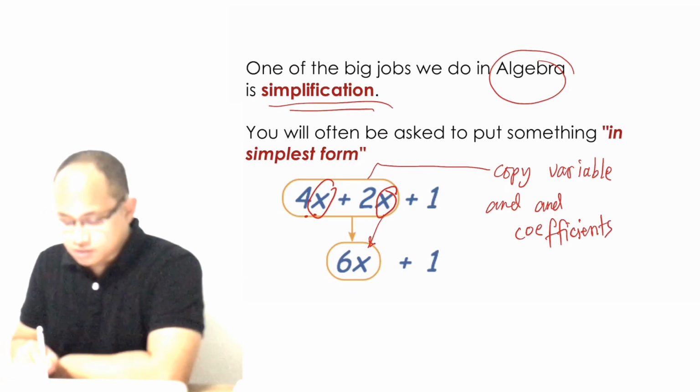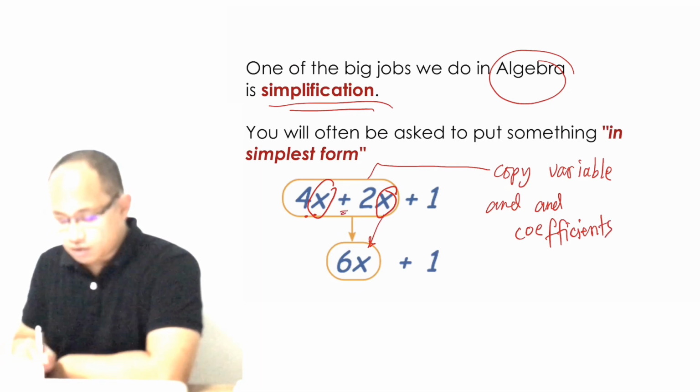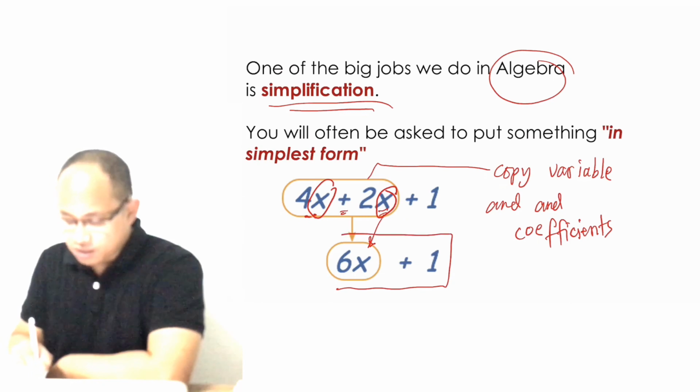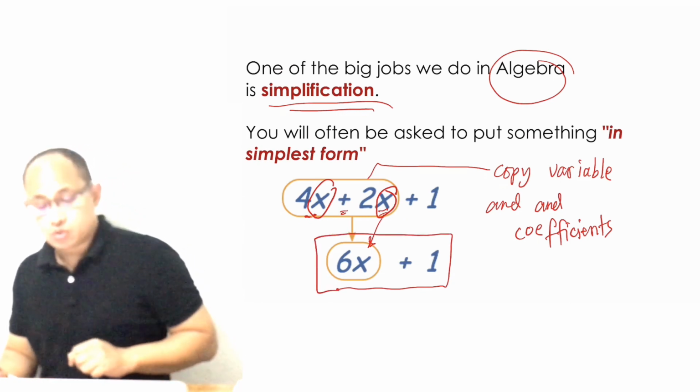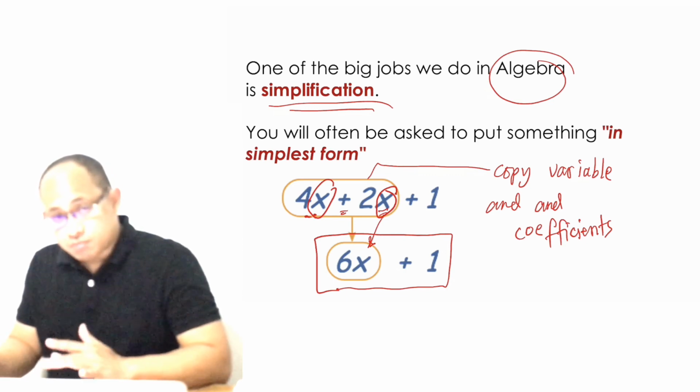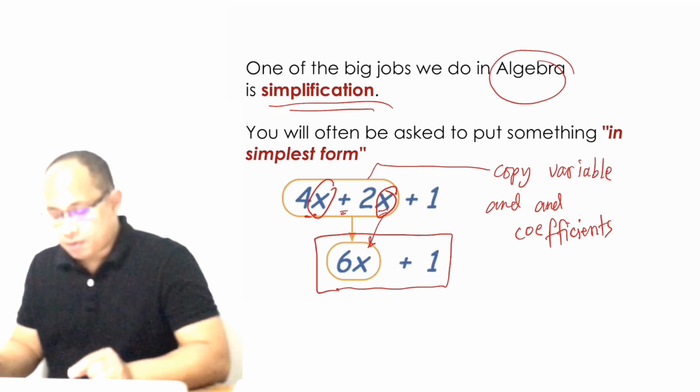Why do we do this? Because this is addition. Once the variables are the same, what you do is copy the variable and add the coefficients. So the final answer will be 6x plus 1. So the simplified answer for 4x plus 2x plus 1 is 6x plus 1.